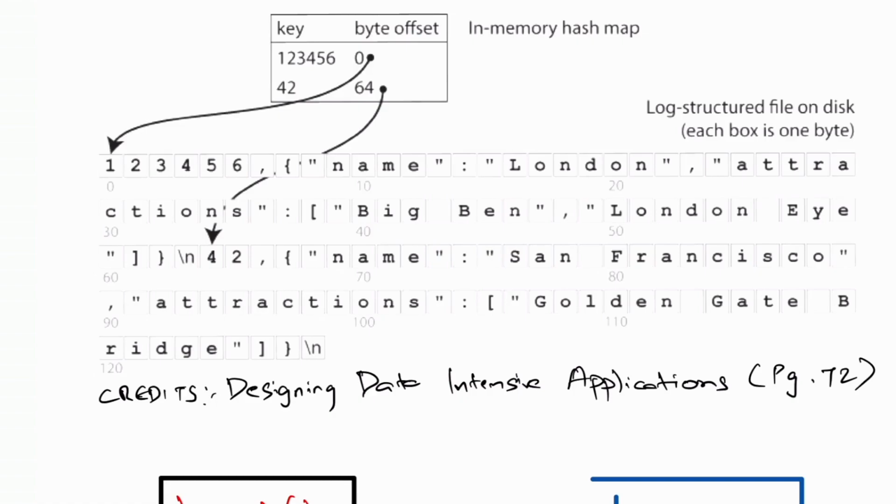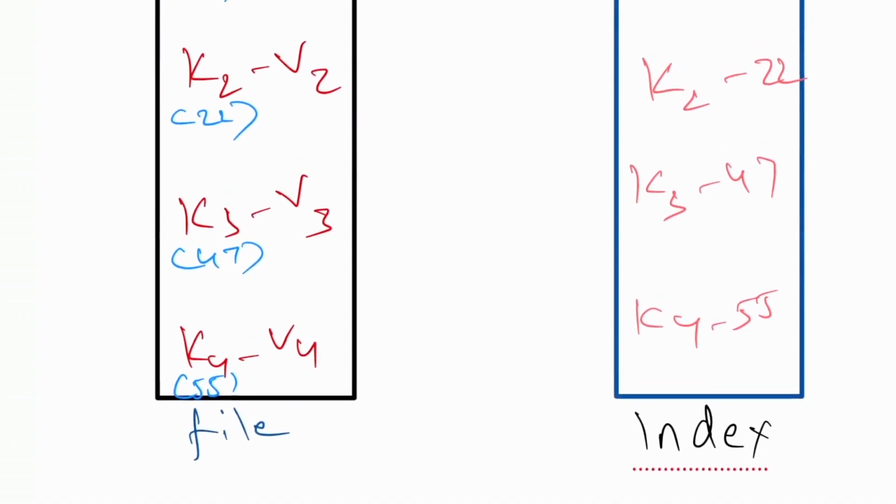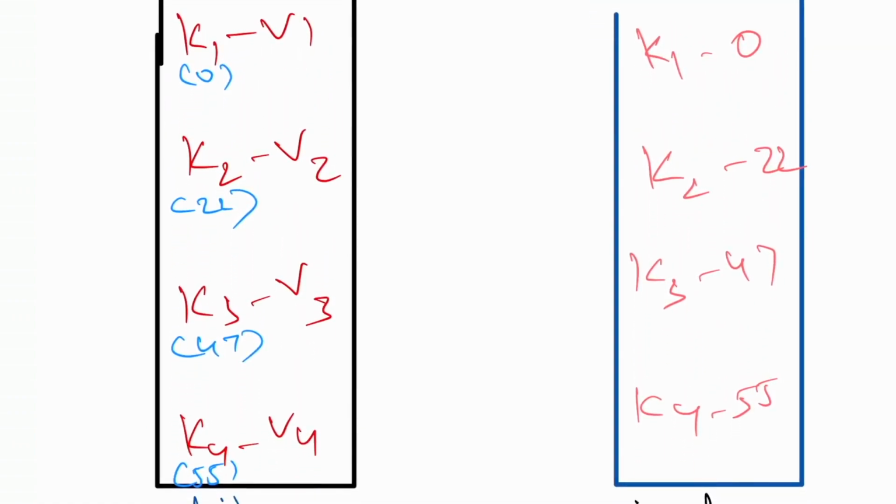Now let's dive deeper, because this is very high level. Let's go in and see what the nuances are. Now we say that key K1 V1, K1 is stored at offset 0. Now K2 V2 is stored at some offset, let's say 22. K3 V3, where K3 starts at some offset, let's say 47, and K4 V4 at 55. Now the in-memory hash map, or the hash index, looks like K1 is at offset 0, K2 is at offset 22, K3 is at offset 47, K4 is at offset 55, right?